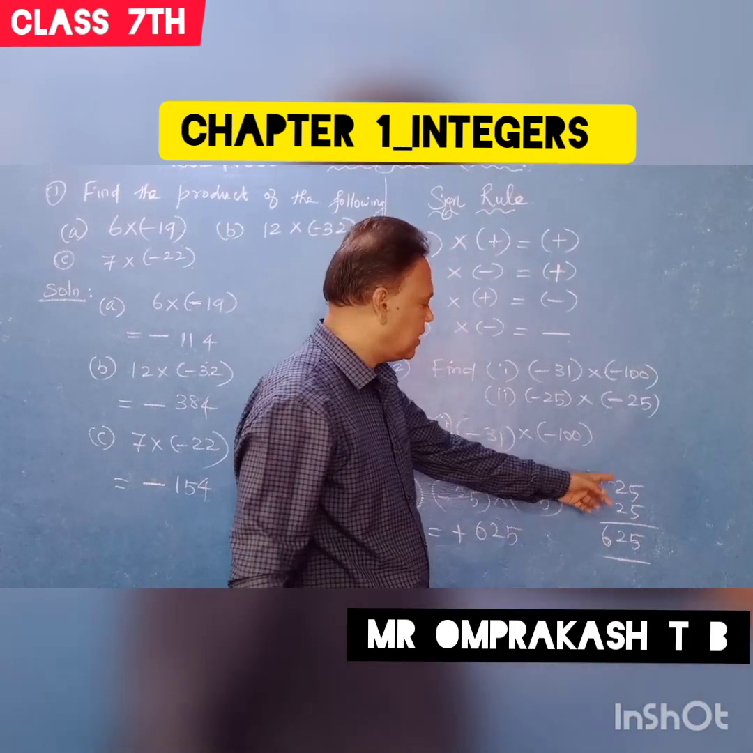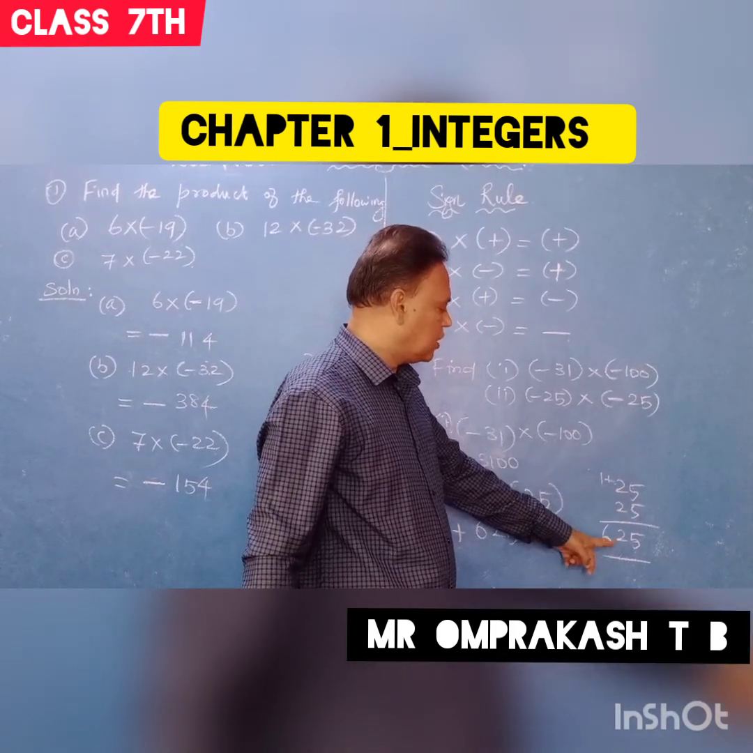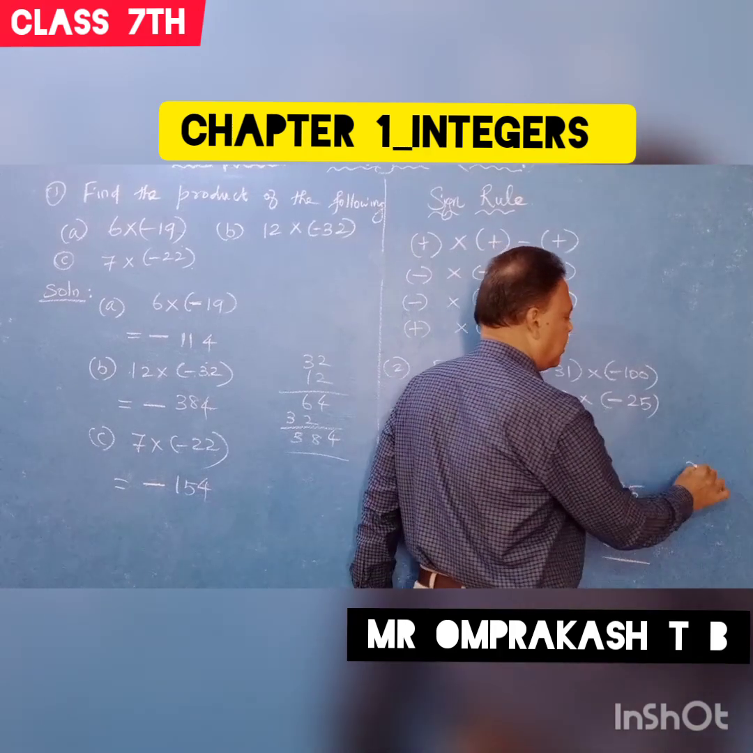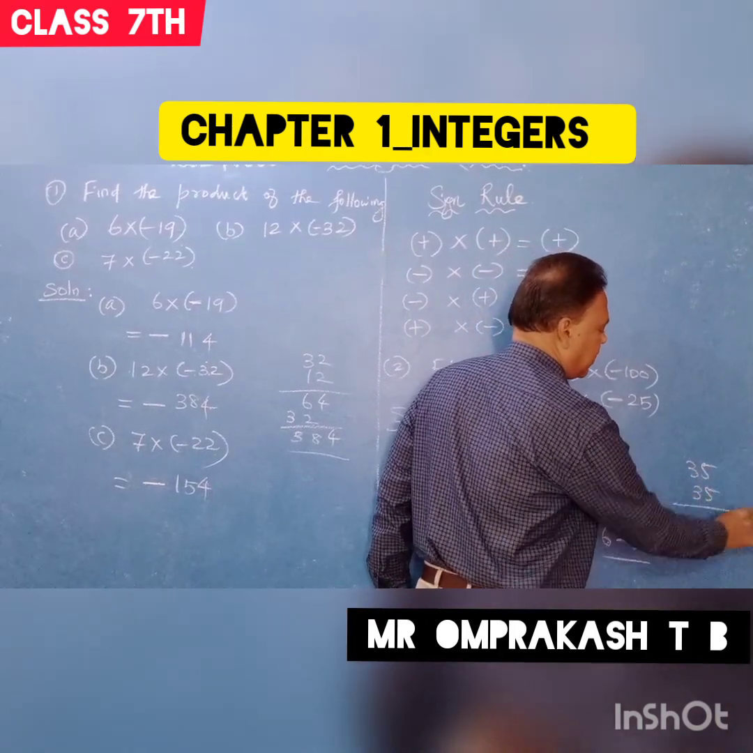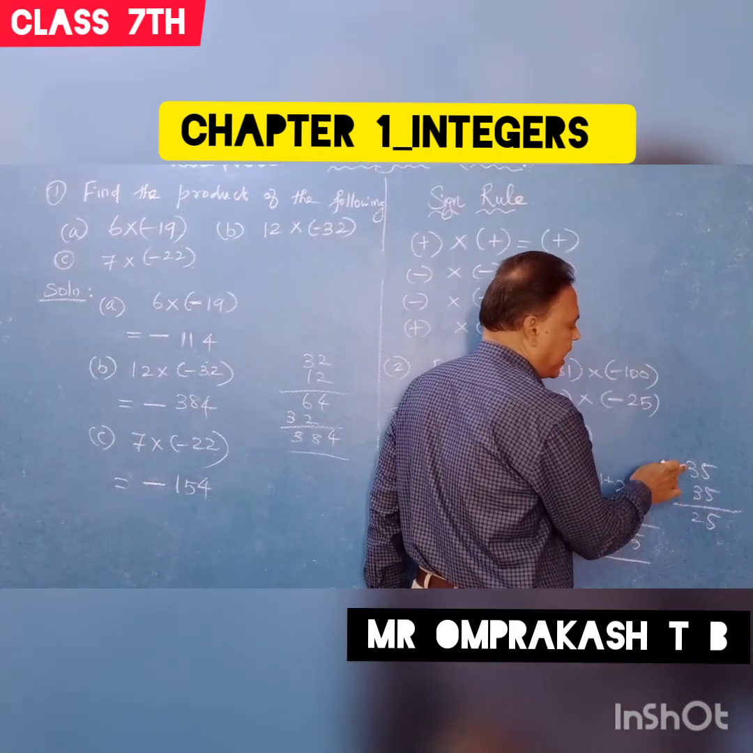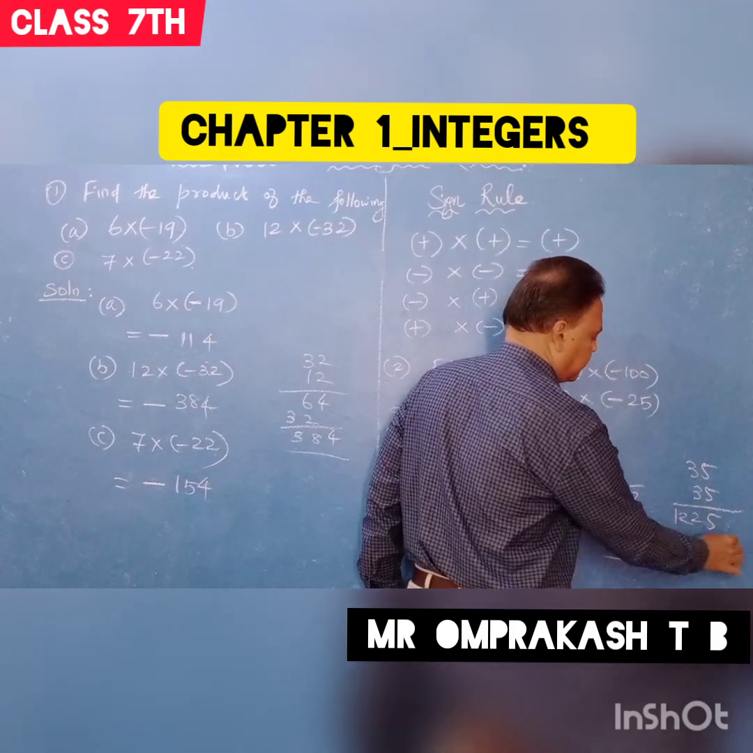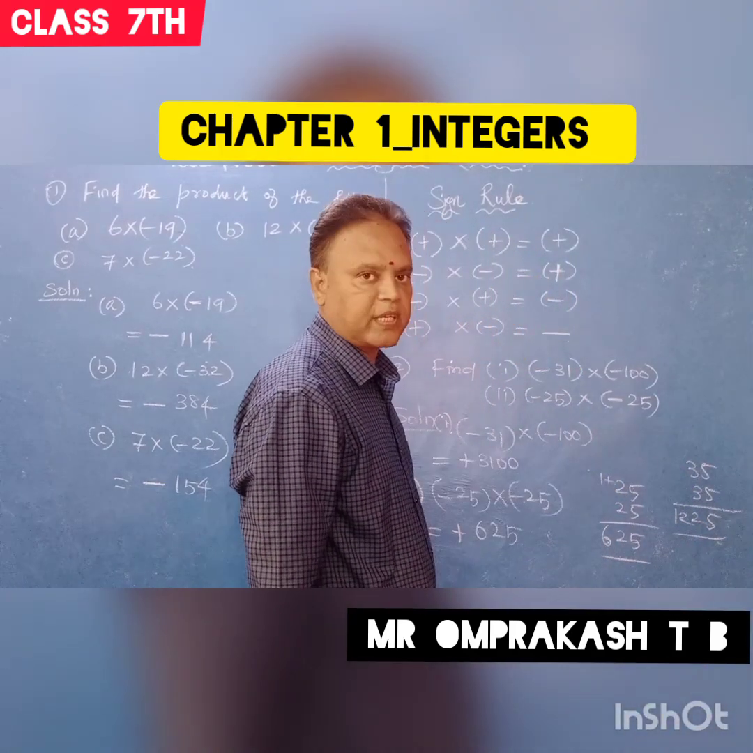Always plus 1 you add. 3 will be 3 into 2, 6. See, for 35 into 35, same way: 5 into 5, 25. Add 1, 4. 4 into 3, 12. Correctly will come. Okay, correctly will come.